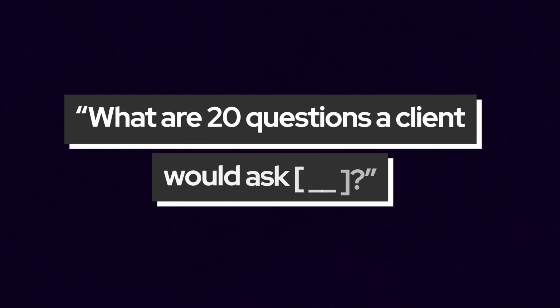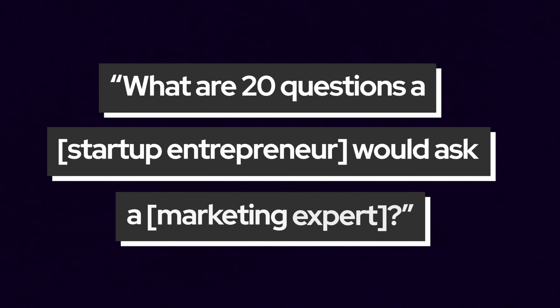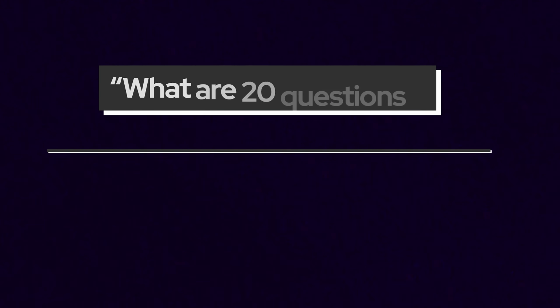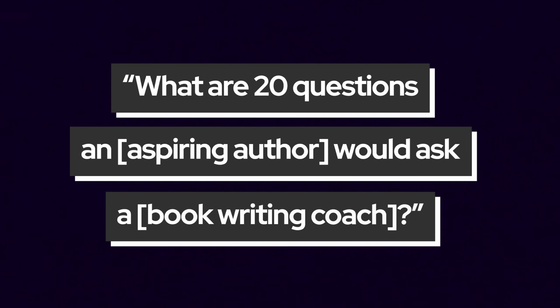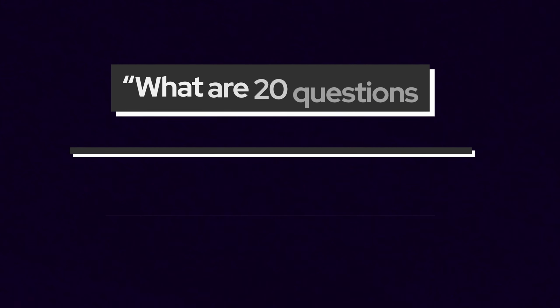So let's start with the trunk. Ask your AI the following question. What are 20 questions a [client] would ask [type of coach]? Edit the square brackets so that the client describes someone in your target audience and type of coach describes you and your expertise. So 20 questions a startup entrepreneur would ask a marketing expert. 20 questions an aspiring author would ask a book writing coach, and so on. Ask your AI and get those questions. And if you haven't joined Coachvox yet, ask your favorite LLM like ChatGPT.